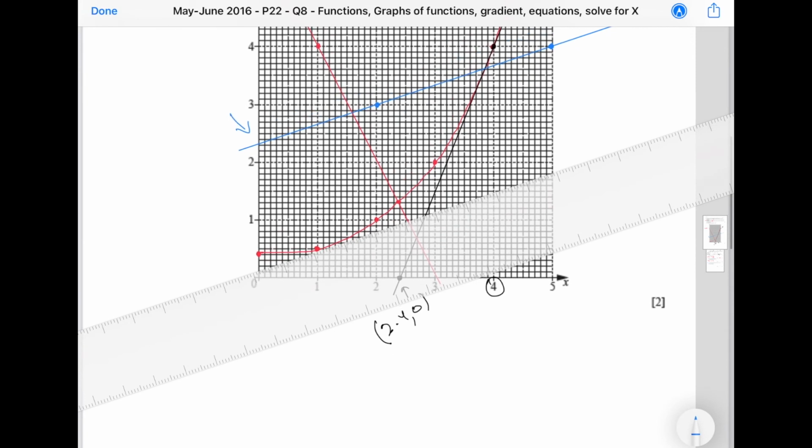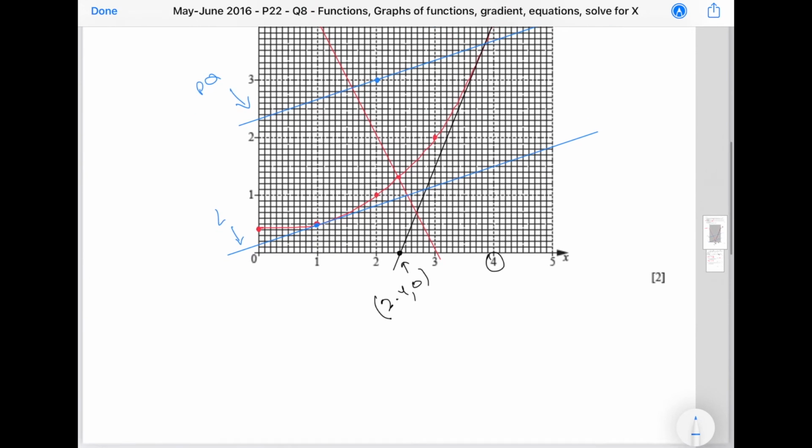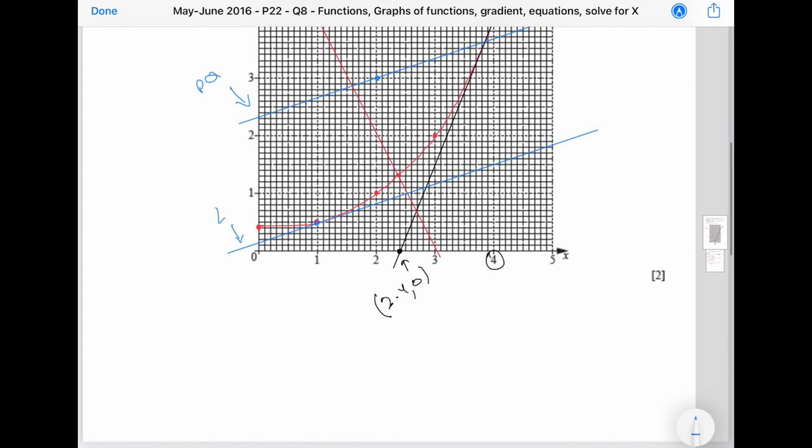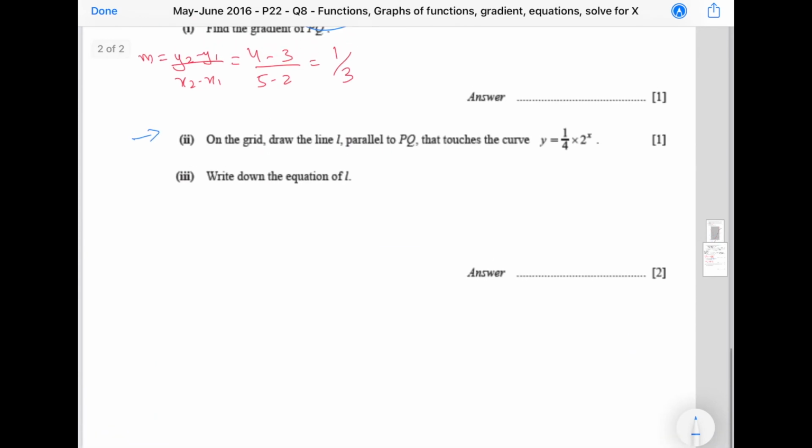So let's see where that tangent is. So this is the point. That point is going to be 1 over here. This is the tangent that they are talking about. This line is parallel to PQ, and let's call this line L. This line is L over here, and the point of intersection of the tangent and the curve is going to be 1 and 0. Perfect. So we have done this part.